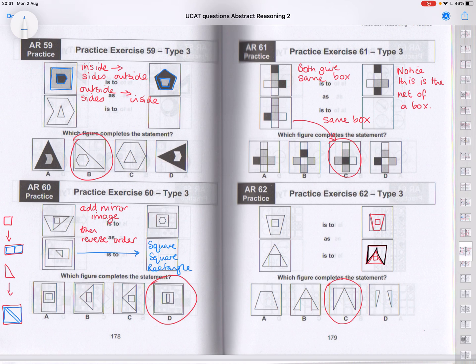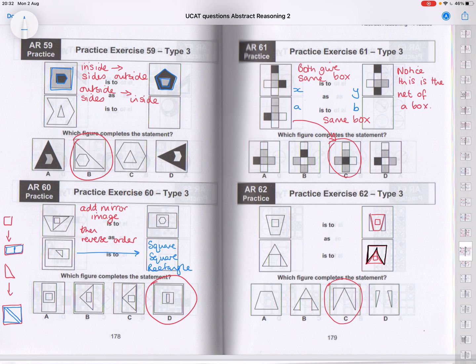Practice exercise 61. Hopefully you notice straight away that this is the net of a box. So if you look at the top two, going from X to Y, they give the same box. So we need to look for one that is the same box as when A goes to B. We want the same box in A and B, and the correct answer to that is C.